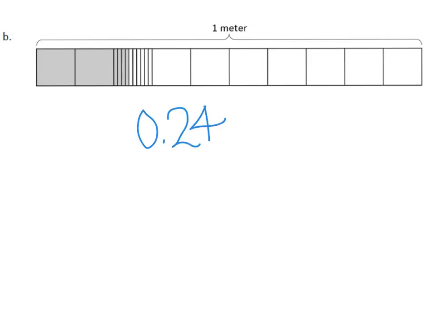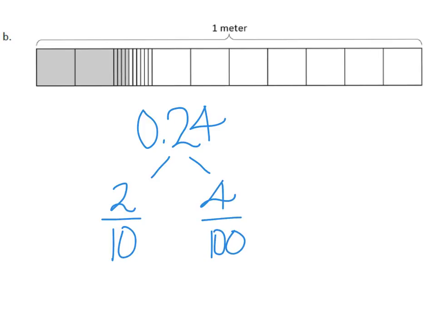0.24. To set up the number bond, we'll have the decimal at the top, and then we're going to pull out the tenths and hundredths. Write these as a fraction. Pause the video and replay when you are ready. So I have my decimal at the top. I am going to pull out 2 tenths because 2 is in the tenths place. And then I'm going to pull out 4 hundredths because 4 is in the hundredths place.